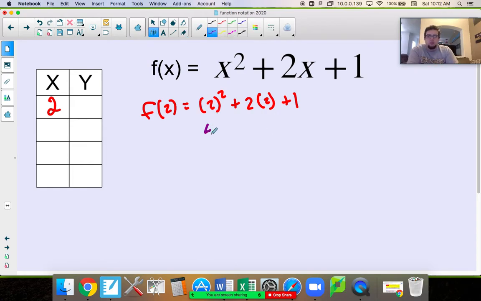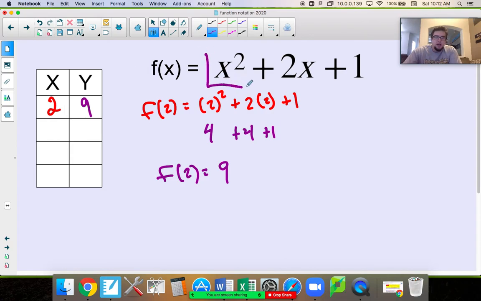So we get 4 plus 4 plus 1. So f of 2 equals 9. Functions are probably the most underrated thing in mathematics. We're going to take a look at how many different ways we can represent a function this next week.